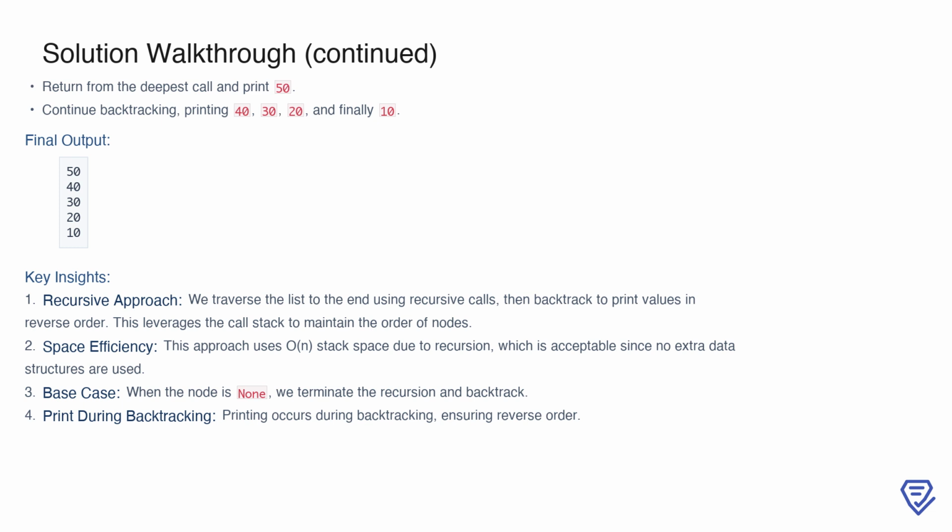By traversing the list forward and leveraging the call stack to store the order of nodes, we can achieve reverse order printing without using any additional data structures. This ensures that the solution is both space efficient and adheres to the immutability constraints.